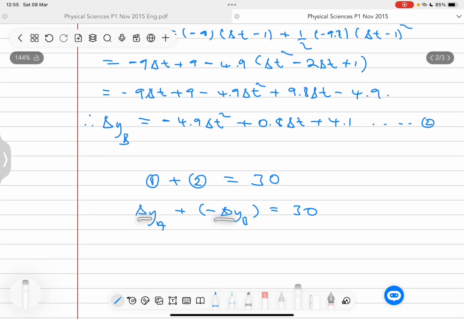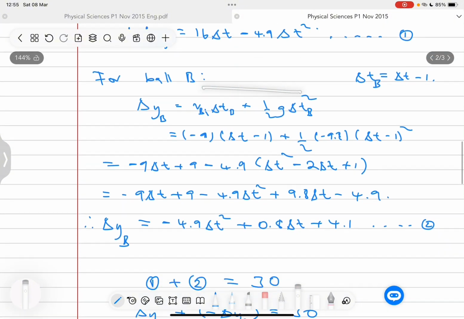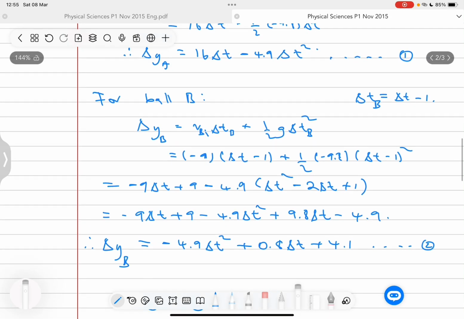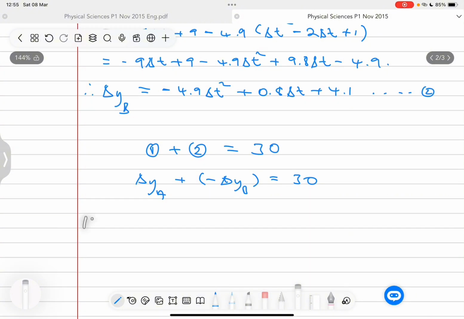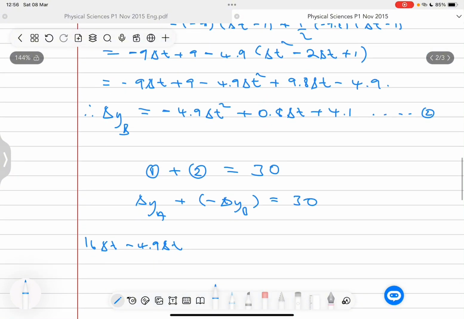Now, from here, this becomes a matter of substituting these heights in terms of their equations. So I'm going to substitute this and that. So for the delta YA, we are really going to have 16 change in t minus 4.9 change in t squared, right? And for the delta YB, well, firstly, maybe I can look at this. The positive and the negative will give me a negative. And when I put this, I'm going to have a negative 4.9 change in t squared, right?